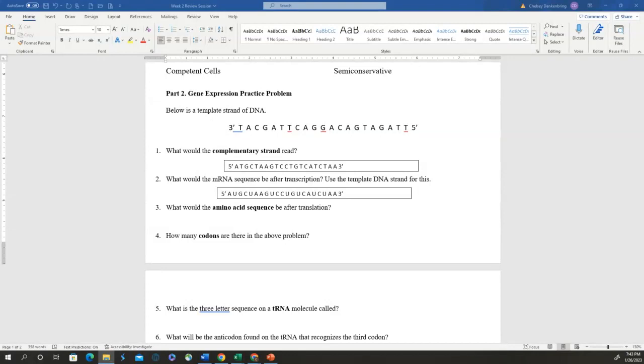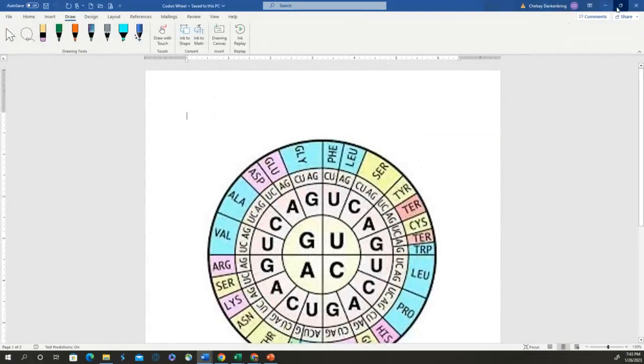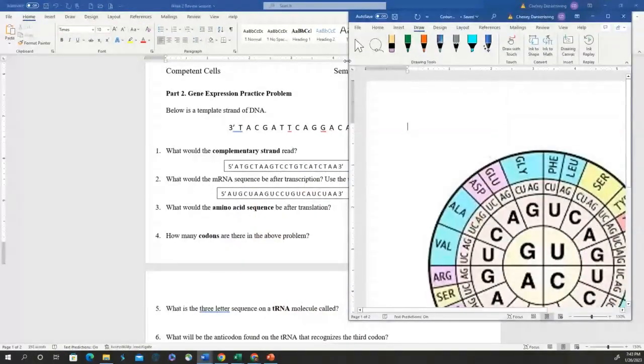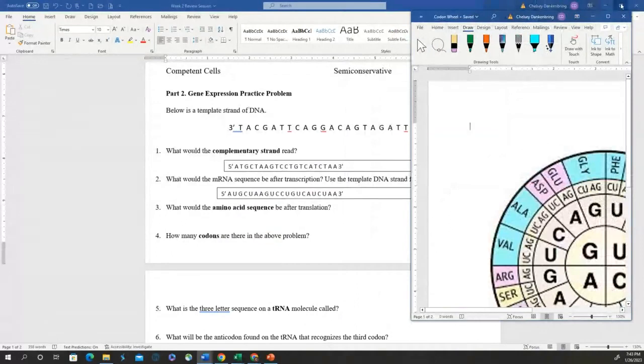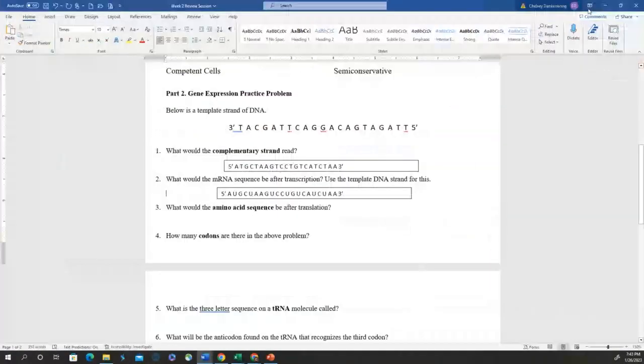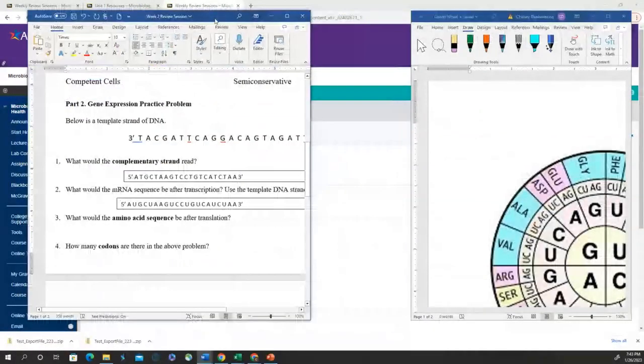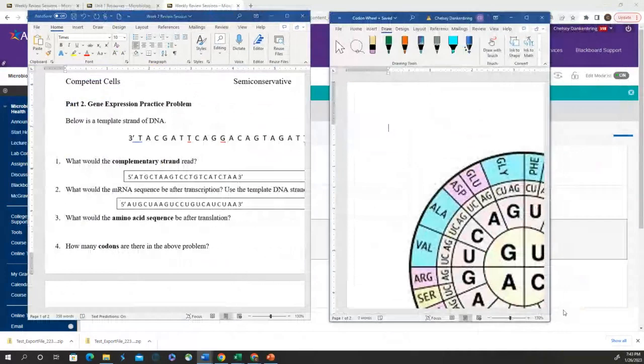I think my computer's going on strike. There we go. Okay. All right. So remember, to figure out how many codons we have, there we go. Okay, let me make that smaller. We'll come back to this in a second. Sorry, y'all. I think this computer is just testing me today.